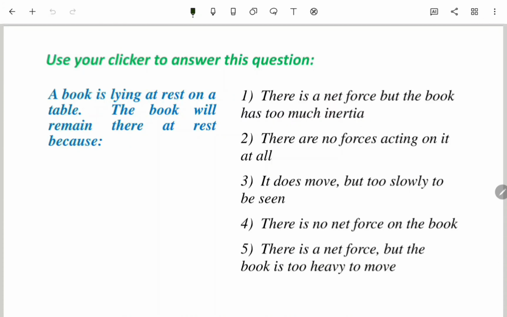Otherwise this traffic light will remain this way forever. I need you to pick up your clicker and answer this multiple choice question. A book is lying at rest on a table. The book will remain there at rest because, here are the choices. Okay, think of the answer and remember Newton's first law. I'll give you a couple of minutes to answer this one here.